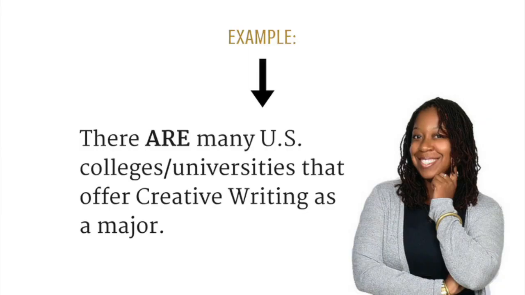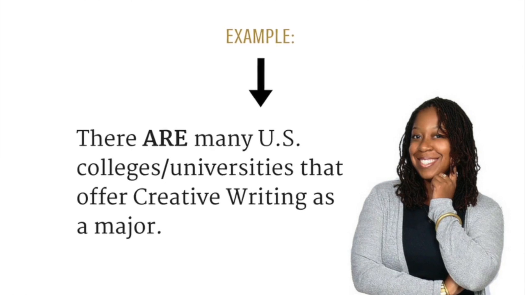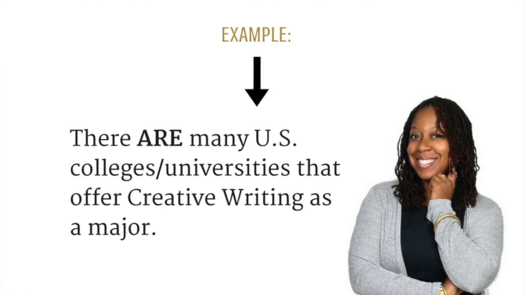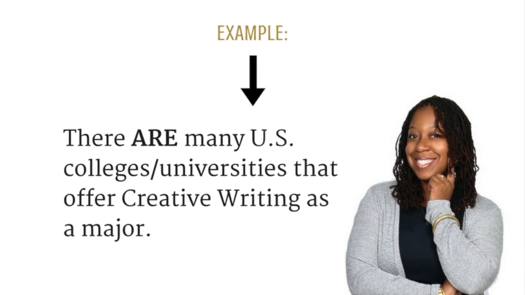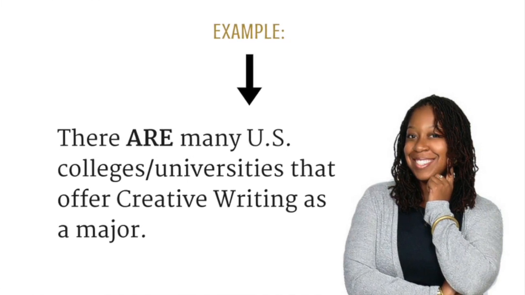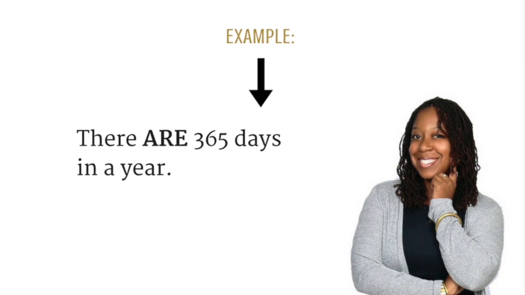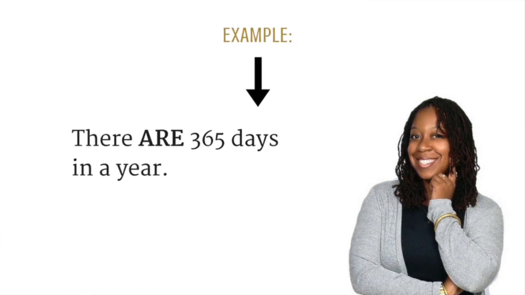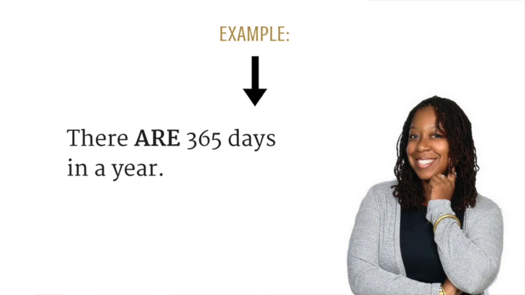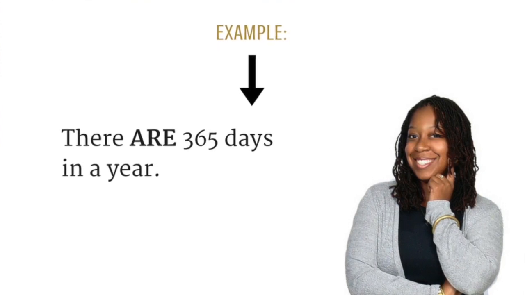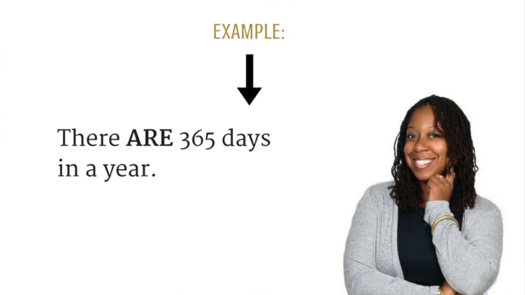An example of are in a sentence would be like, there are, let's see, I have notes here. There are many U.S. colleges and universities that offer creative writing as a major. That's how to use are, A-R-E. Or there are 365 days in a year if it's not a leap year. Okay, so that's how you use are. R, A-R-E, is totally different from the word O-U-R.